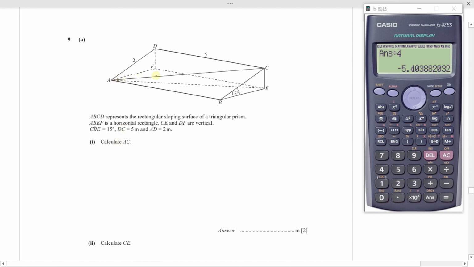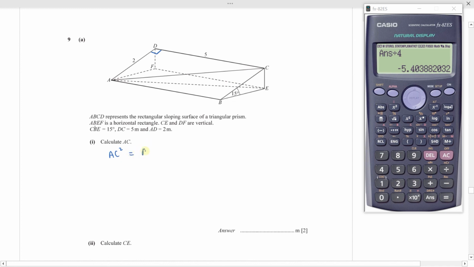So AC is this length here. And if you look at this triangle ADC, this angle ADC is 90° because it's a rectangular sloping surface. So this slope here is a rectangle, so this angle is 90°. So if this angle is 90°, we have this side of the triangle is 2, this side is 5, and AC is the hypotenuse. So AC, we can use the Pythagoras theorem.